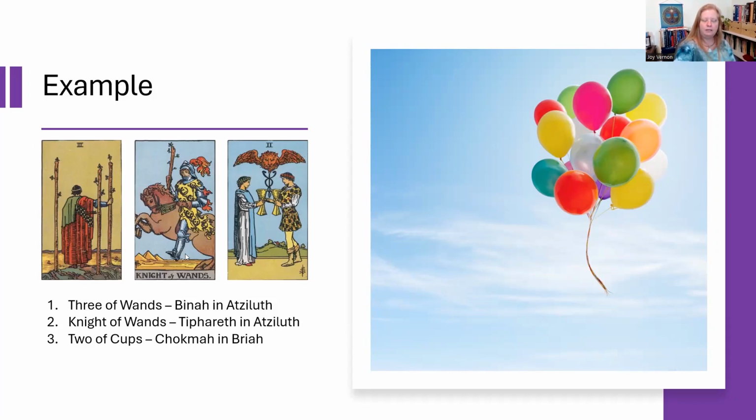Then we've got a Knight of Wands. He is also in the world of Absolute, that spark. He actually assigns to Tiferet, but we're not going to worry about that because I didn't teach you the court cards. We're just going to read him normally. And then we've got our 2 of Cups. And so 2 is Chokmah, wisdom. And wisdom, or Chokmah, remember, is the outward directed force. It is extension. And it's in the world of Briah, which was dream. Imagine all the possibilities. And that is our world of creation.